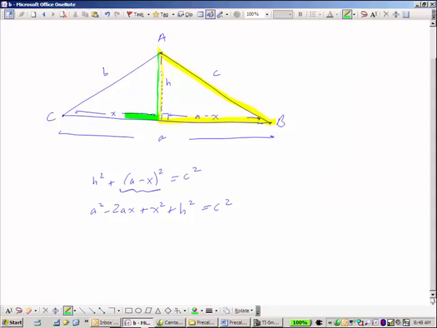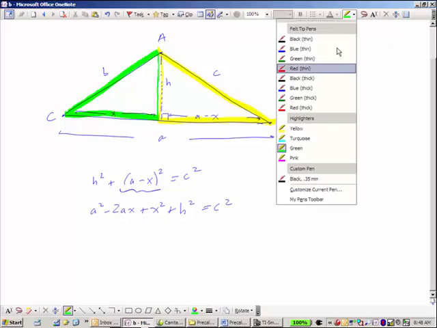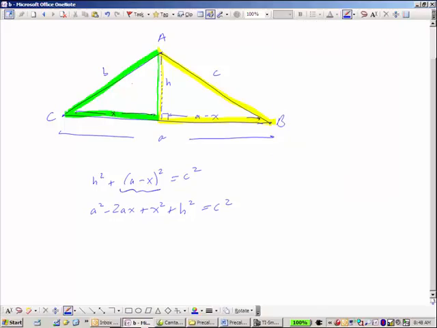I'm going to go over here. I have a green triangle. Give me the Pythagorean theorem over here. X squared plus h squared. That's awesome. Can I tell you why that's absolutely awesome? Because guess what? I have an x squared plus h squared here, and I have an x squared plus h squared there.